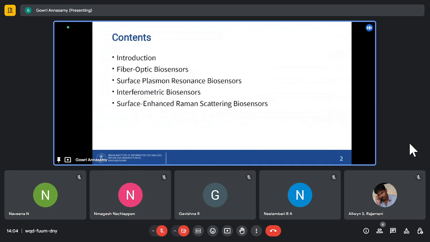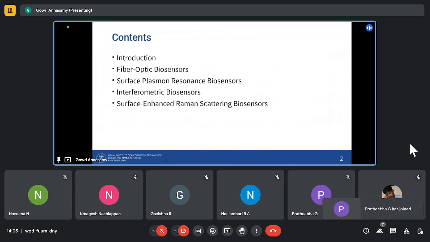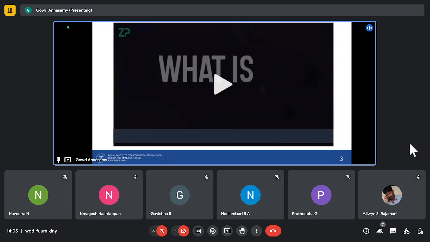This is the session contents, where I'll be briefing about the different biosensor techniques which are being employed, which include fiber optics, surface plasmon resonance, interferometric biosensors, and SERS. These are the major categories. Before going into the details, I'll explain what a biosensor is.